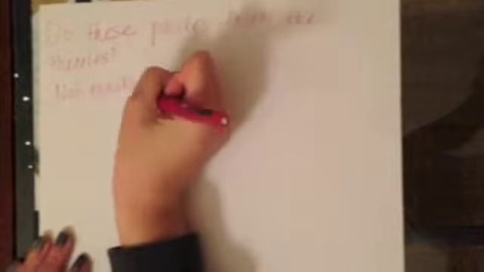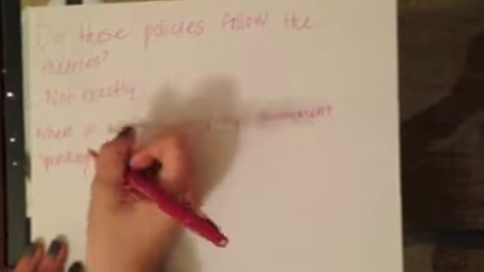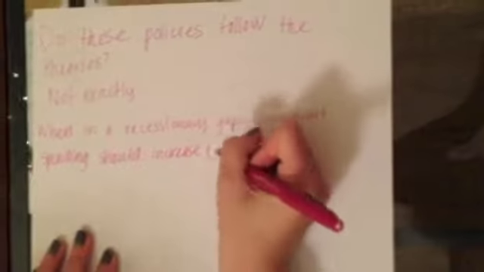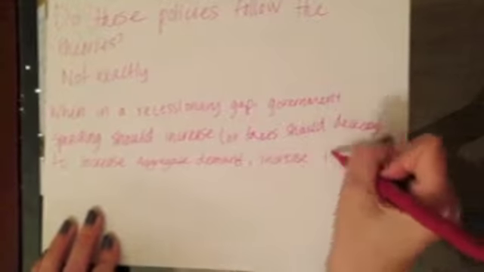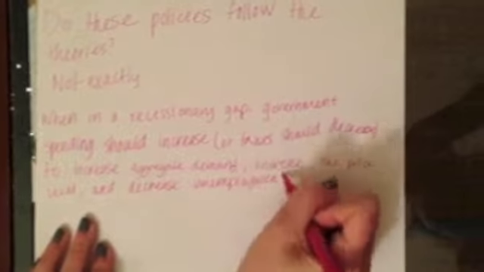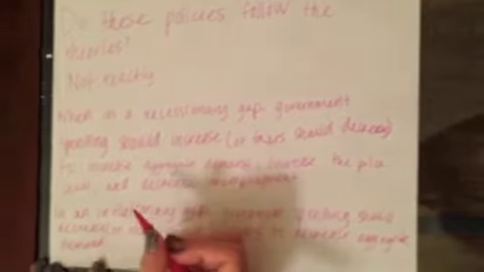Do these policies follow the theories? Not exactly. When in a recessionary gap, government spending should increase or taxes should decrease to increase aggregate demand, increase the price level and our GDP, and decrease unemployment. In an inflationary gap, government spending should decrease or taxes should increase to decrease aggregate demand, decrease the price level, and increase unemployment and decrease our GDP.